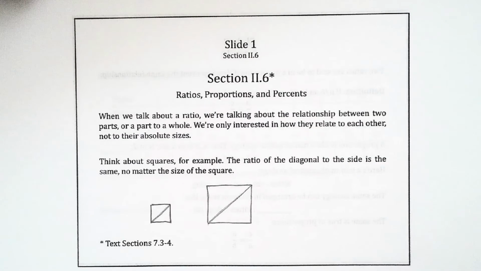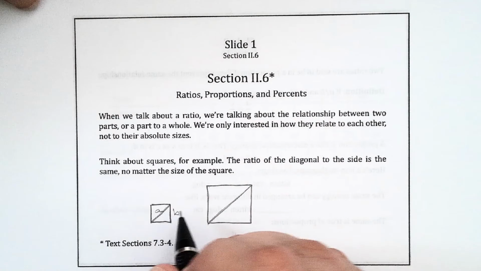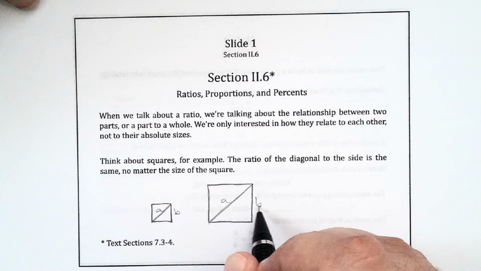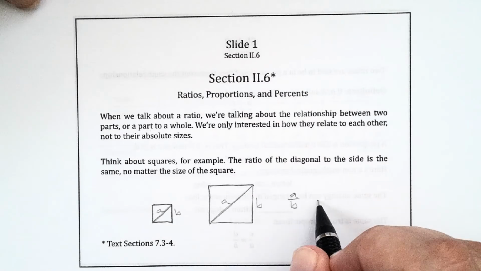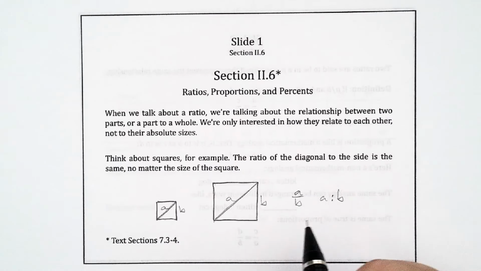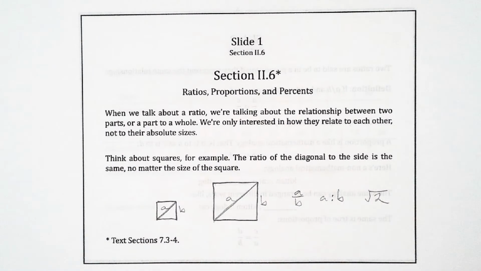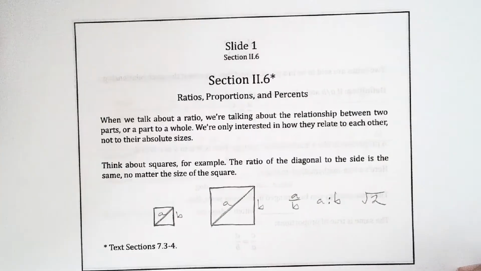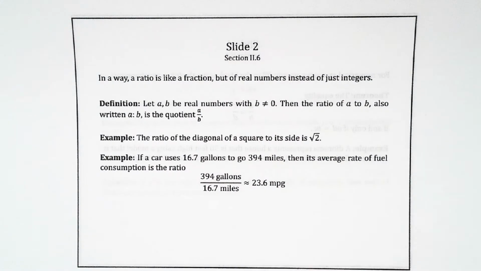Okay, and the ratio here happens to be the square root of 2. So if A is the diagonal and B is the side, then in each case that ratio, which I could write as A over B, or as A to B, kind of the more old-fashioned form like that, that ratio is, or could be interpreted as, the real number, the square root of 2. Okay, so one way of thinking about a ratio is that it's like a fraction, but with real numbers instead of just integers.